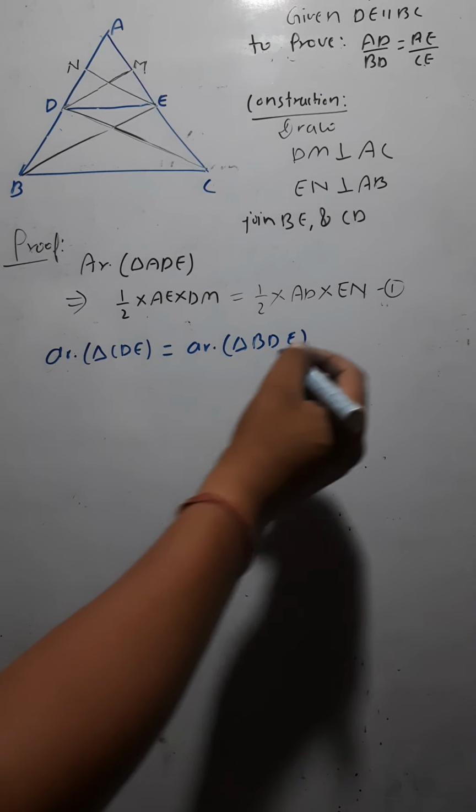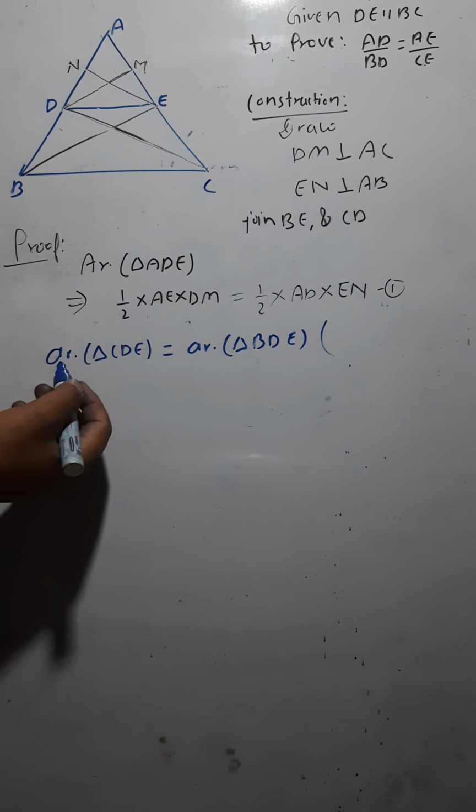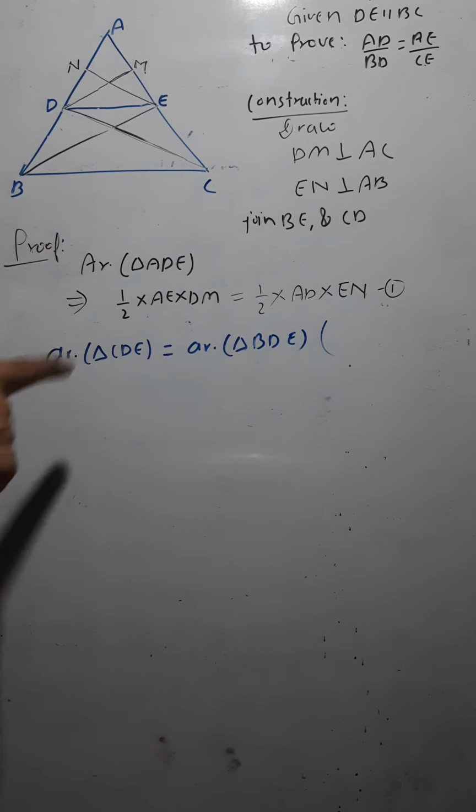Isn't it? Okay. So why have we written this? Why have we written area of CDE is equal to area of BDE? Because these are having a common base, that is DE.